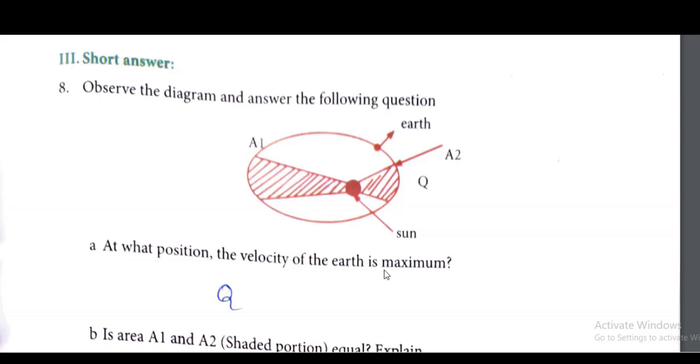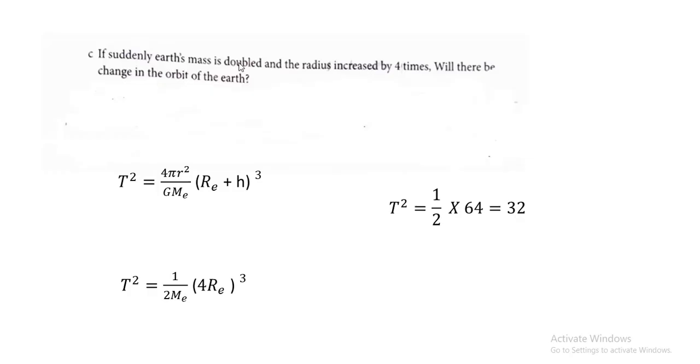But velocity changes. If suddenly Earth's mass is doubled and the radius increased by 4 times, will there be change in the orbit of the Earth? Yes, of course, there will be change in the orbital period. I think this is orbital period. We know T squared is equal to 4 pi squared by G M_e into (R_e plus h) whole cube. And we know this equation, and substitute the value given.